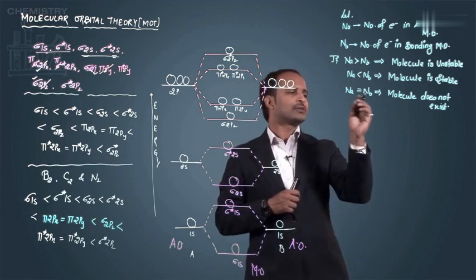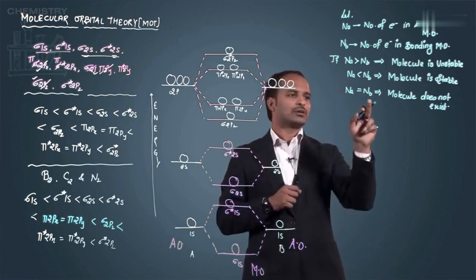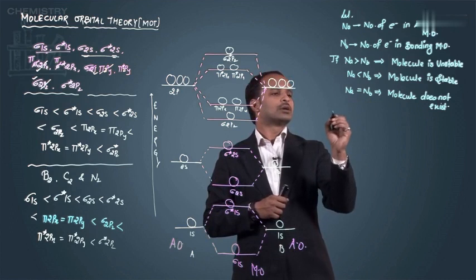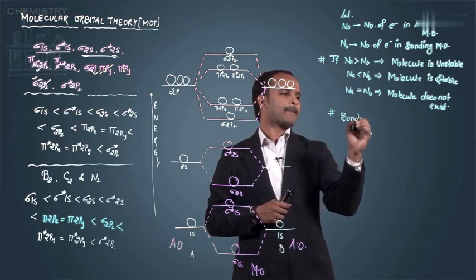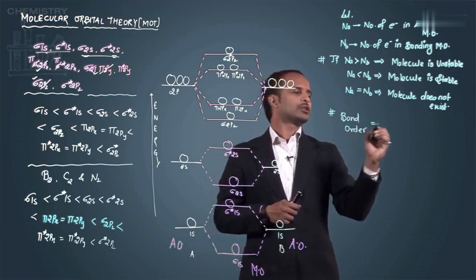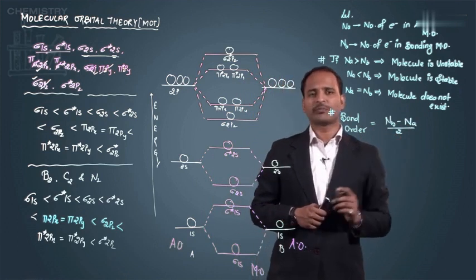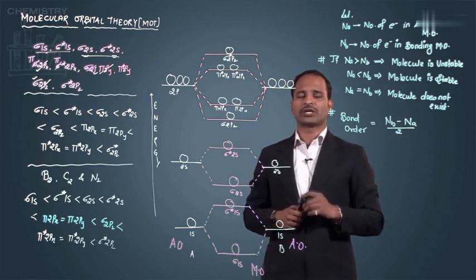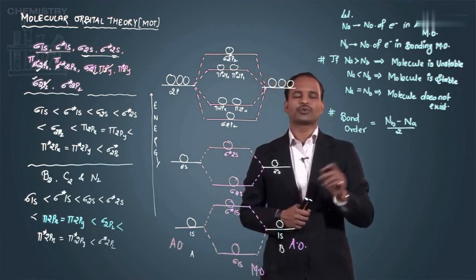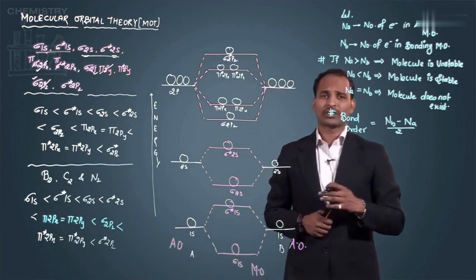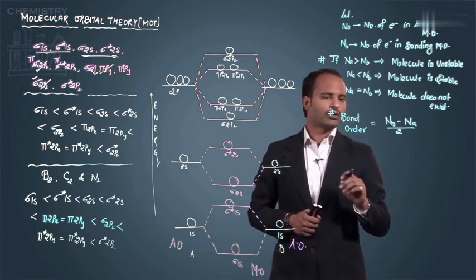Let's see from the next formula why a molecule with Na equal to Nb does not exist. The next is bond order. The formula is Nb minus Na upon 2. Bond order is nothing but the number of bonds formed between the two atoms. For example, for hydrogen molecule H2, a single bond is formed between two hydrogen atoms, so bond order is 1. For O2, 2 bonds are formed between the two oxygen atoms, so bond order is 2. For nitrogen, 3 bonds are formed, so bond order is 3. So Nb minus Na upon 2 tells us about the bond order.